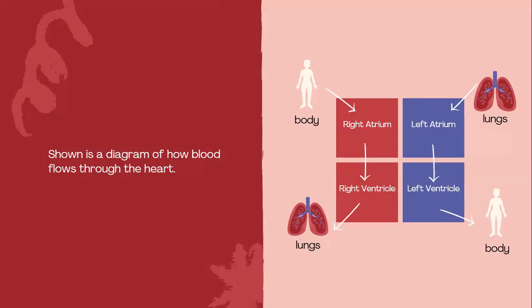The deoxygenated blood from the body comes to the right atrium. From the atrium it goes to the right ventricle, and from the right ventricle the deoxygenated blood goes to the lungs. At the lungs, oxygenation happens, and oxygenated blood from the lungs comes to the left atrium. That blood goes from the left atrium to the left ventricle, and then to the whole body via the aorta.